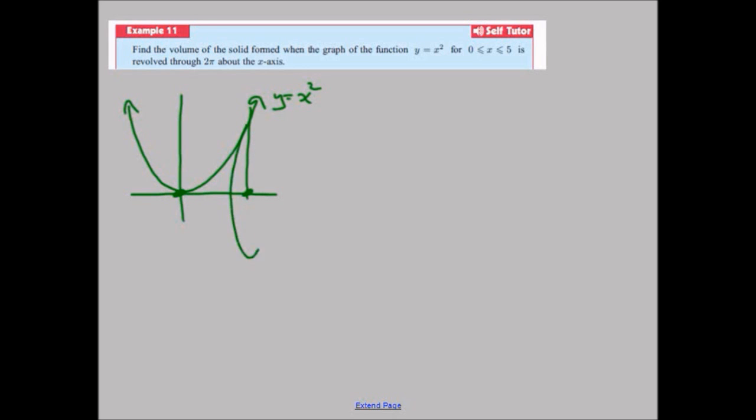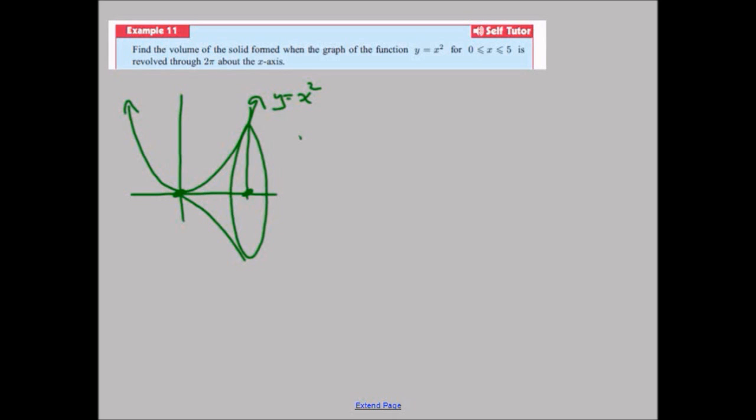Example 11. Find the volume of the solid formed when the graph of this function, y equals x squared, from 0 to 5 is revolved about the x-axis. Okay, so we know what that graph looks like. Let's just take a look at it. It's our base parabola. We're looking from 0 to 5. Let's call that here. And then we're going to revolve that around the x-axis. So something like this. Okay, we're looking for that volume.